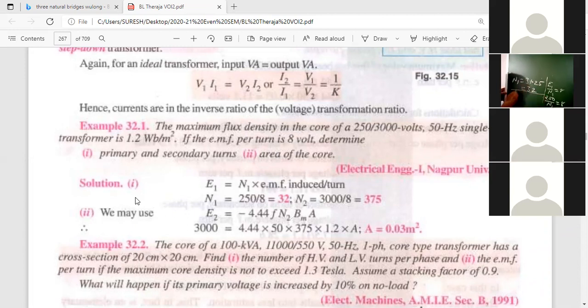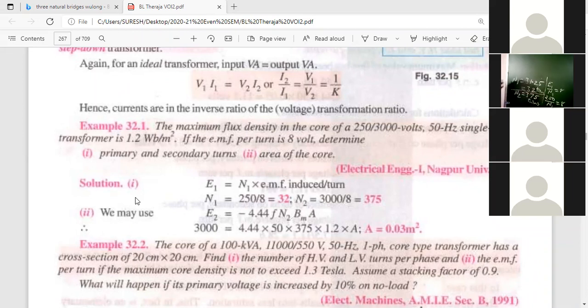Similarly, E2 by N2 is equal to 8. E2, how much? 3000. Calculate the value of N2. 375. Your N2 is 375. So we have calculated the number of turns. This is 32 turns. This will be 375 turns. Okay, that's all. That is the first bit.